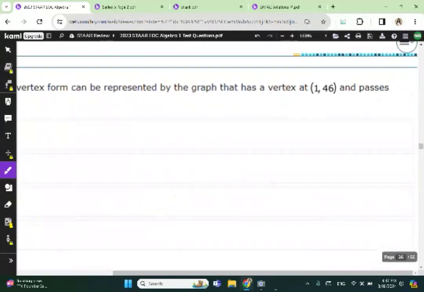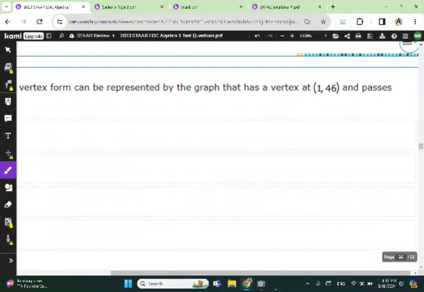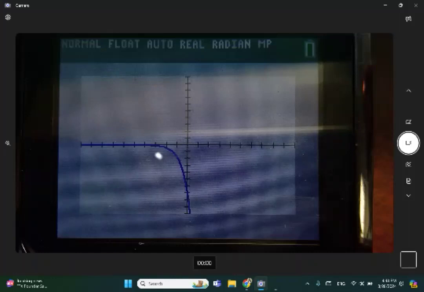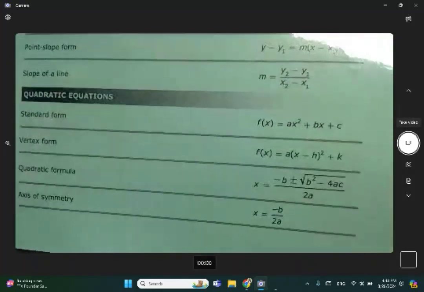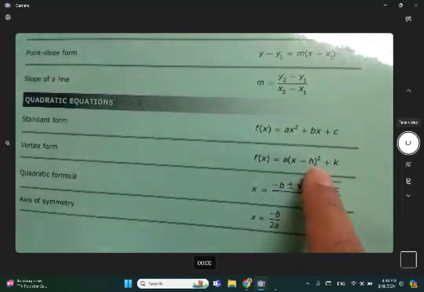Okay. So vertex form can be represented by the vertex. Vertex is h, k. You label the vertex as h, k. Now, vertex form, the formula is on the formula chart. Let me grab it real quick. All right, so vertex form on your formula chart is here at the very bottom. Vertex form is a times x minus h squared plus k.